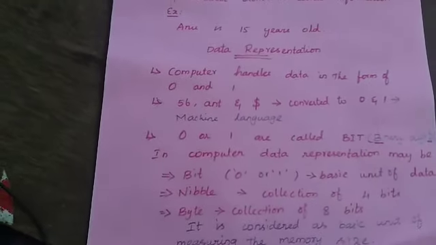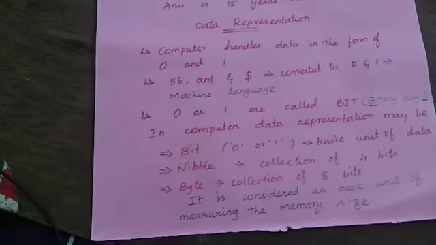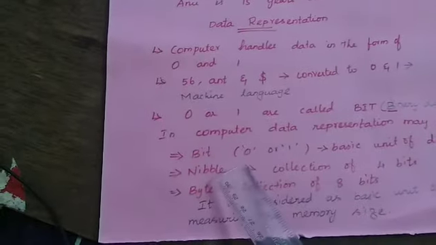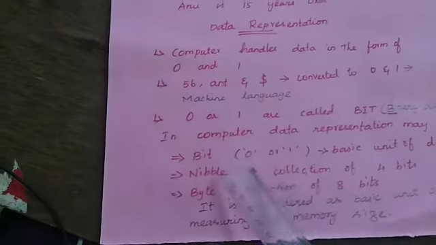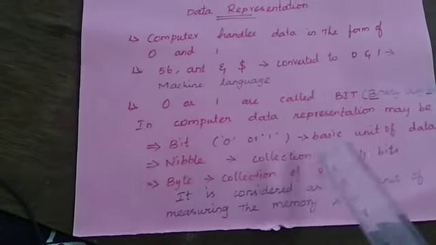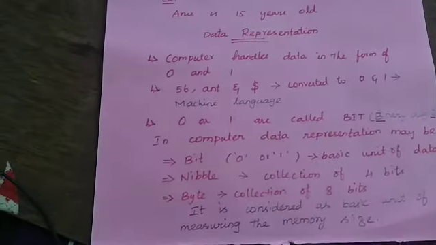In computer, the data may be represented in different forms. The first one is bit. We already know that bit means it consists of zeros or ones. The zeros or ones are called bit. It represents the basic unit of data.